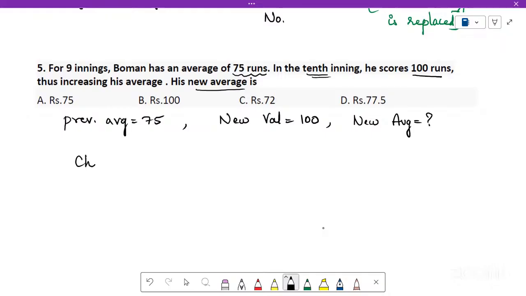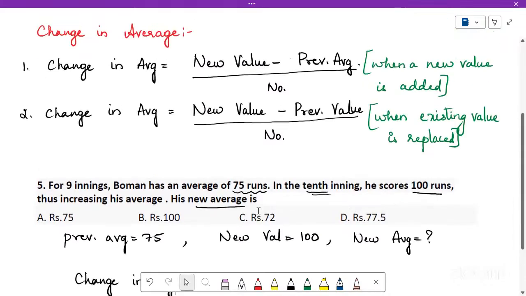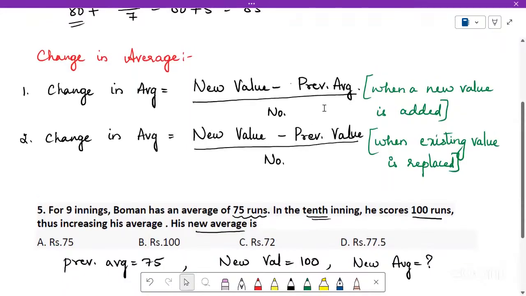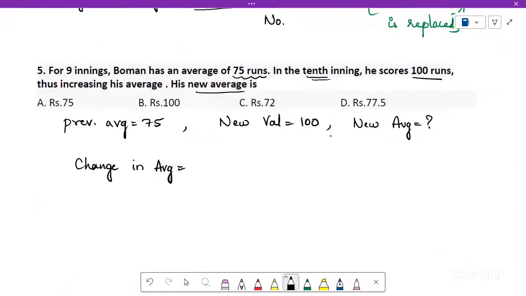We use the first formula. In change in average, the first formula is used because here we are adding a new value, right? A new value is added. We're supposed to use the first formula when a new value is added. What is the new value? 100 minus the previous average, 75, divided by the total. Now 10 matches he has played, so the total number of matches is 10. So this is 25 by 10, 2.5. 2.5 is the change in average.